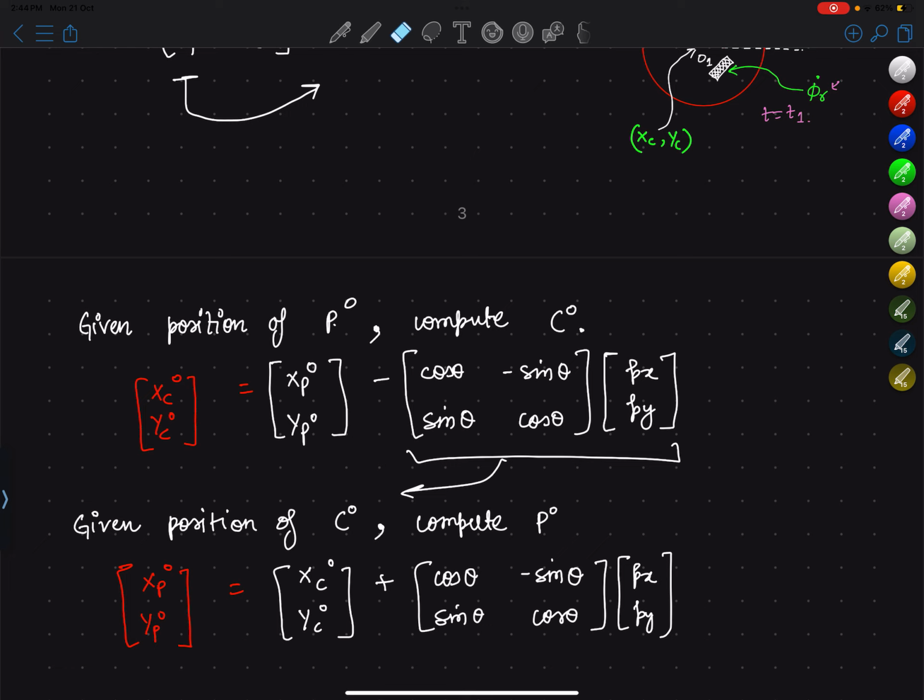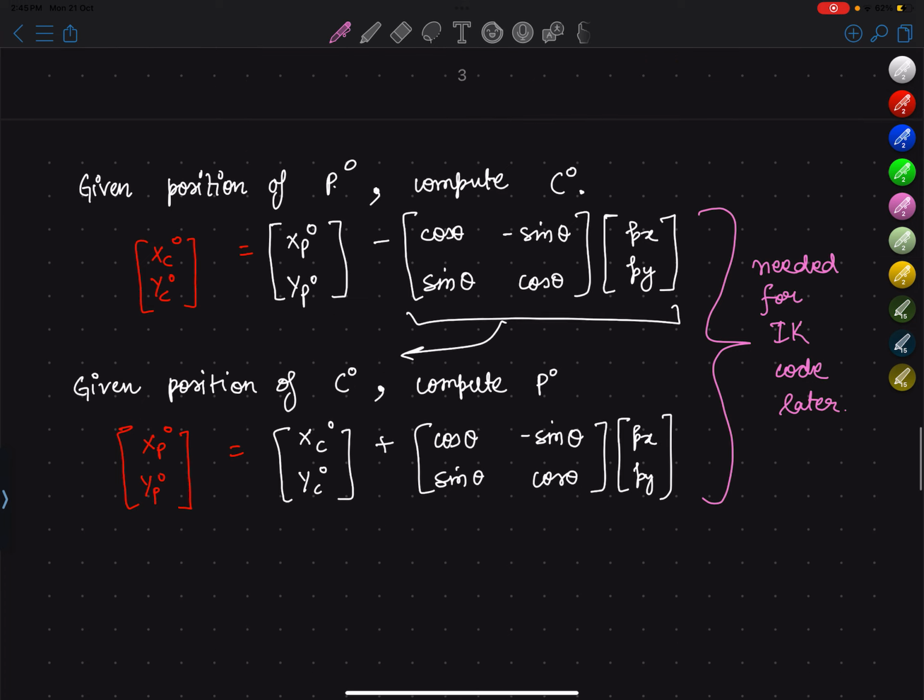These two position relations will be required in writing the Python code later. This is not the real inverse kinematics, because for inverse kinematics we want the relation in the velocities for differential drives. So this piece of information is required for the IK code later. We'll see how that goes in the code later on in the lab session.